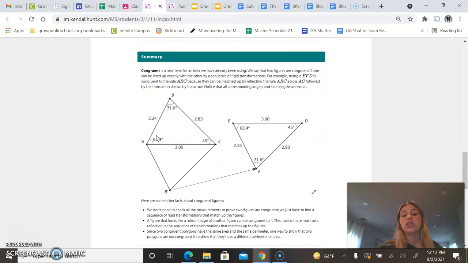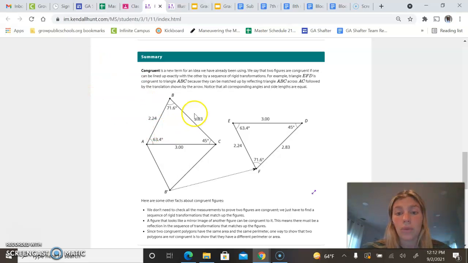So the summary is really just talking about congruent, okay, what congruent is. So congruent is a new term for an idea we have already been using. We say that two figures are congruent if one can be lined up exactly with the other by a sequence of rigid transformations.